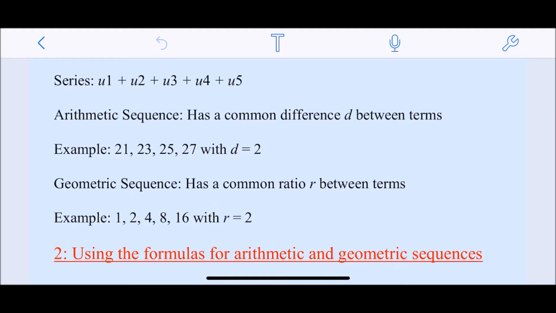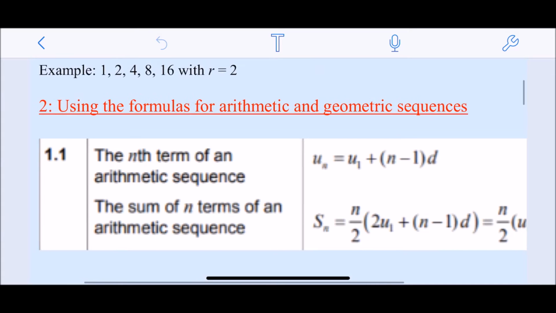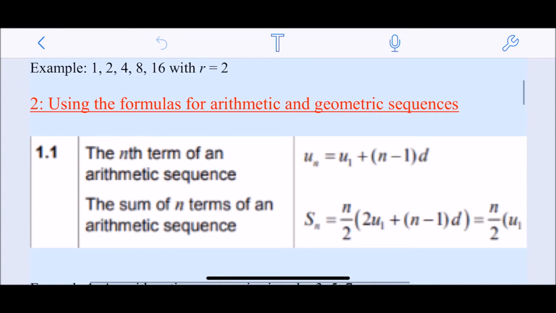An arithmetic sequence has a common difference between terms. So like 21, 23, 25, the difference between them is obviously 2. So the common difference is 2. On the other hand, a geometric sequence has a common ratio between terms. So like 1, 2, 4, the common ratio is 2, because if you multiply 1 by 2, you get 2. If you multiply 2 times 2, you get 4. So that's what a geometric sequence is. There's a difference in multiplication, whereas arithmetic has a difference in addition.